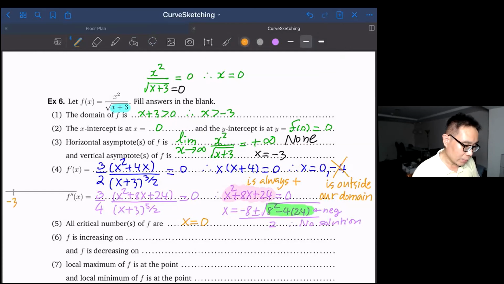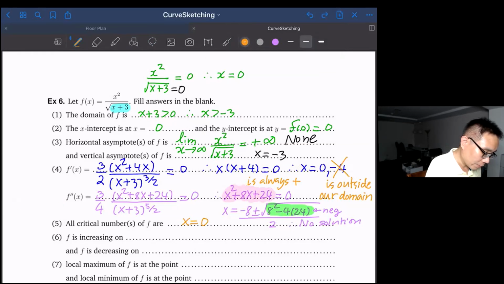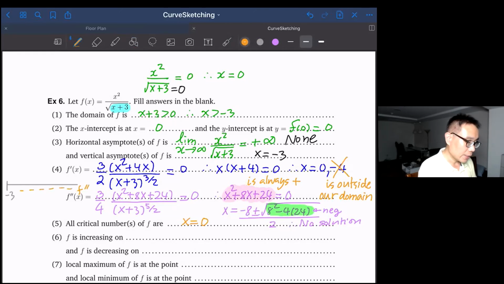Okay, and you have the sign of f double prime. Let me move this one up a little bit. Okay, so this guy will be -3, okay? And you have f double prime, so you get negative, okay? And you have one critical number, which is x equal to 0. Let's put 0 somewhere.